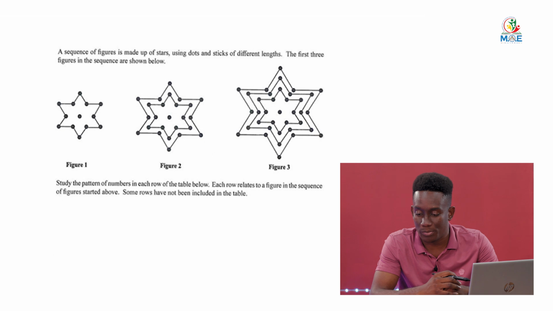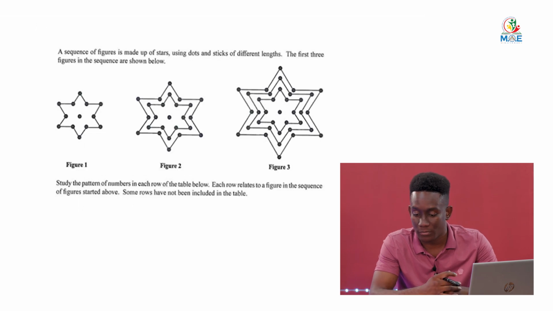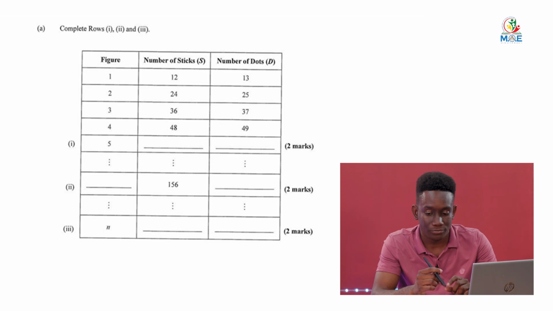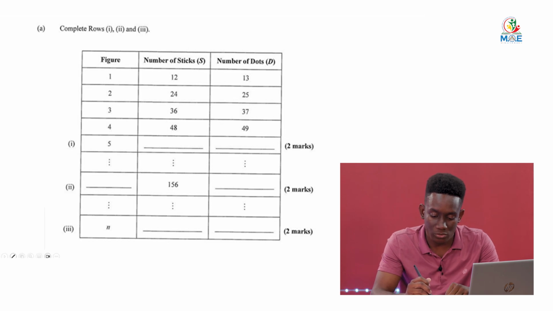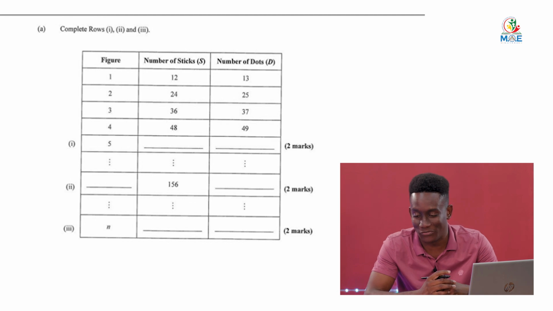It says, study the pattern of numbers in each row of the table below. So this is the table they're referring to. Each row relates to a figure in the sequence of figures stated above. Some rows have not been included in the table. So they want us to complete the rows 1, 2, and 3, as we always have to.